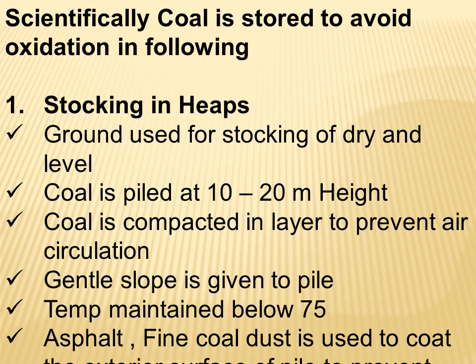Another method of removing the heat of oxidation is that air is allowed to move through the layers evenly, so that the heat of reaction is carried away and the temperature of coal is maintained below the combustion temperature, that is 70 degrees centigrade. Sealing of the stored pile is the best method of avoiding oxidation of coal, by packing it in an airtight layer of coal. Asphalt, fine coal dust, bituminous coating and other coating materials are also used for this purpose.